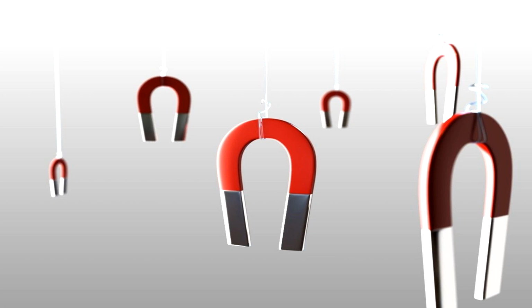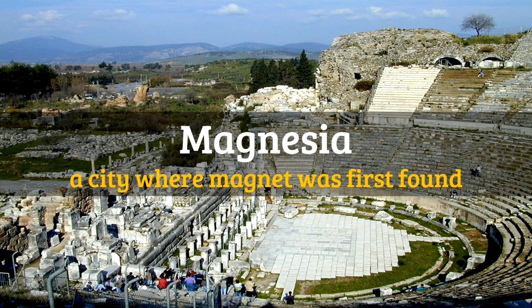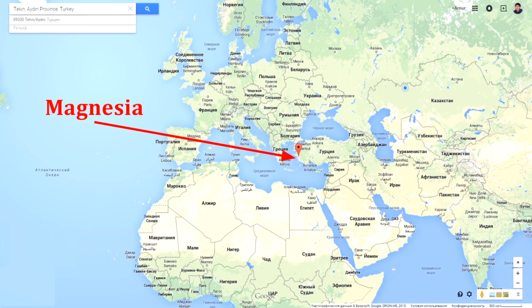So, what does the word magnet mean? Why magnet? It's named after a city, Magnesia. It's a city where magnet was first found, and it's located somewhere in Turkey.